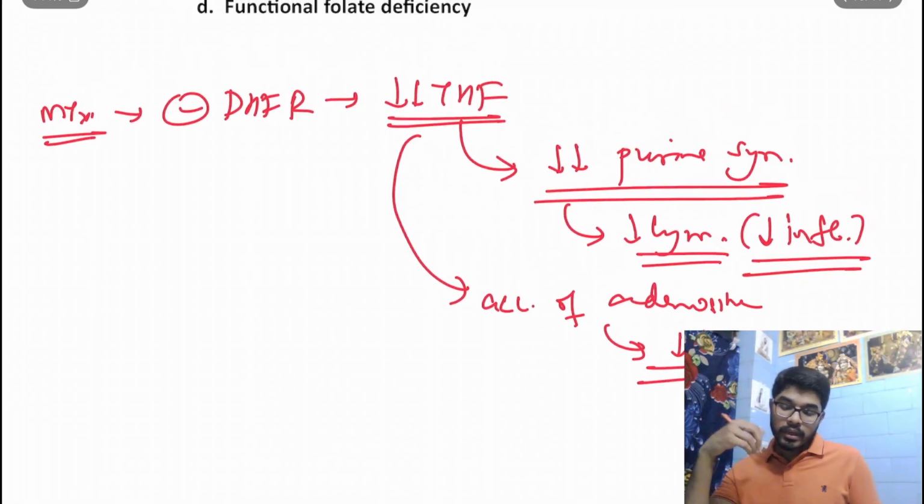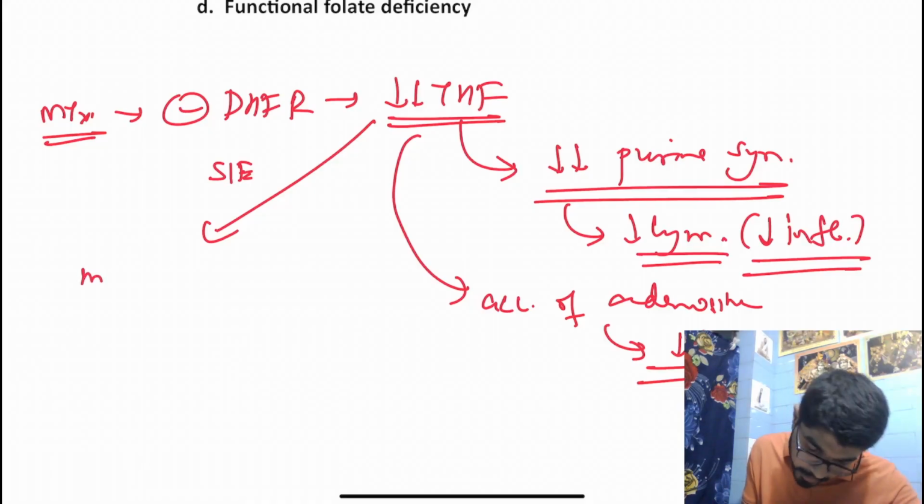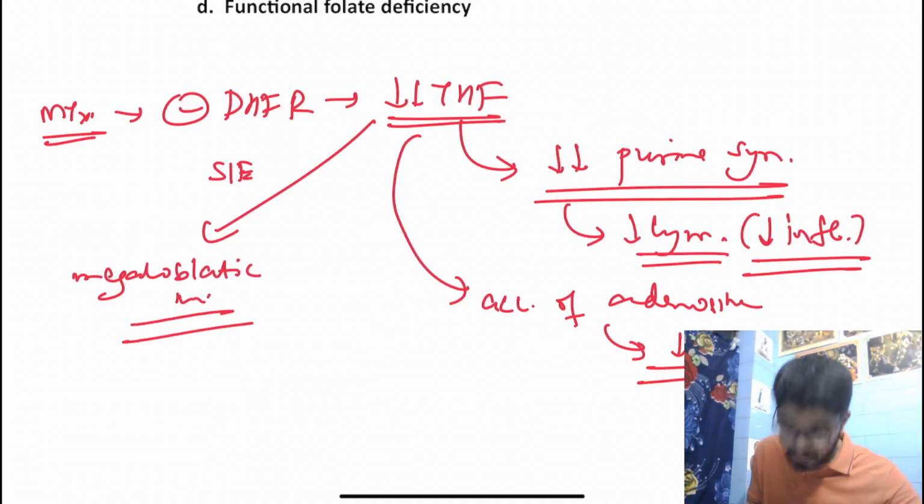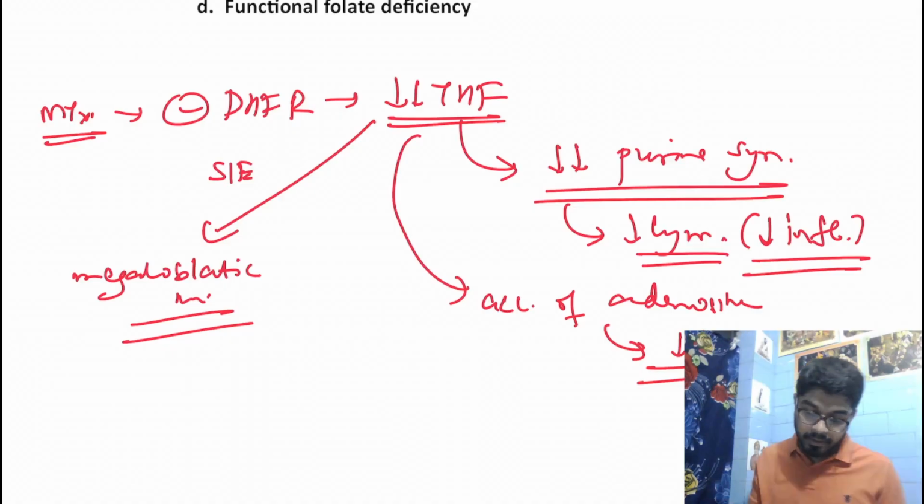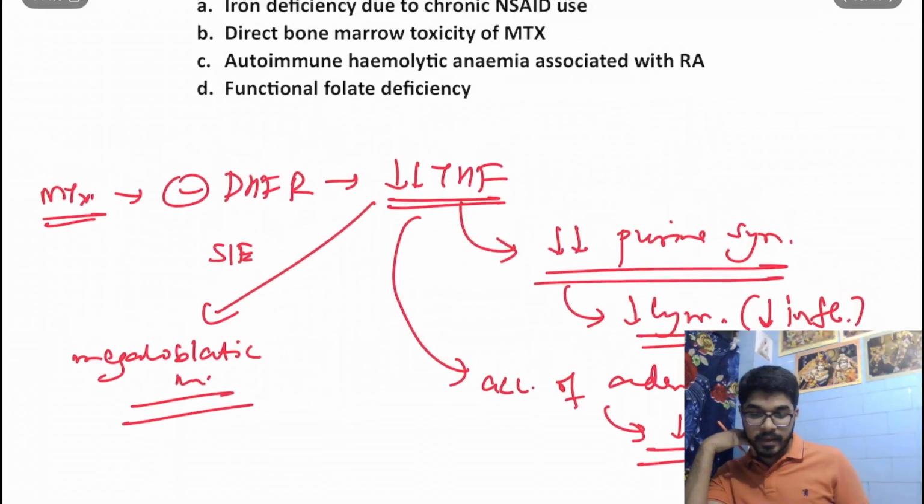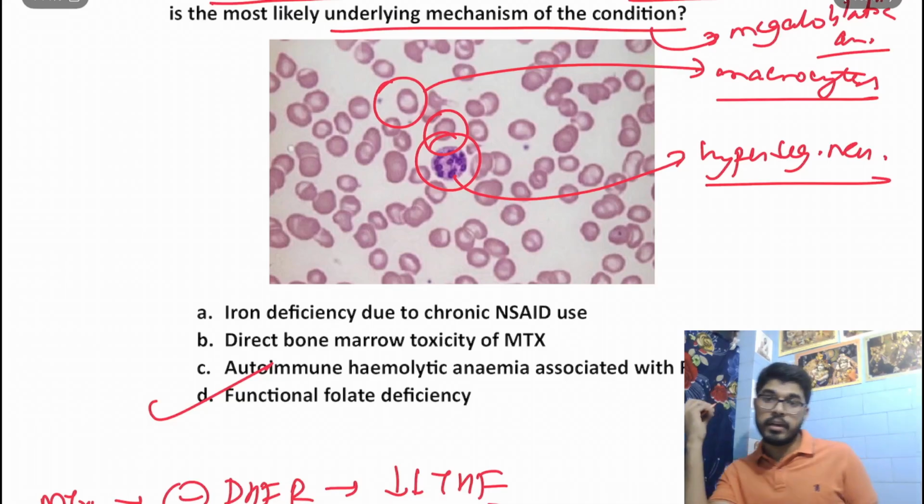Something more that happens with decreased tetrahydrofolate is that we get a side effect in the form of megaloblastic anemia, right? Because the bone marrow cells are not maturing properly. So our answer over here would be functional folate deficiency.